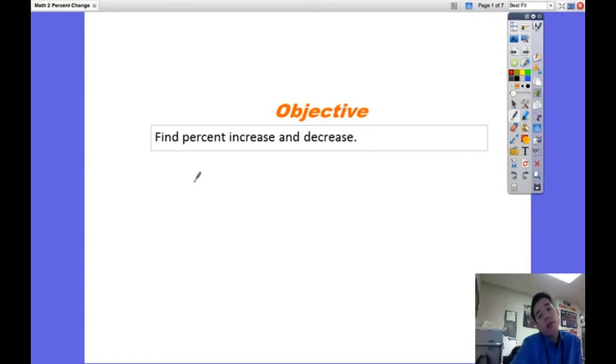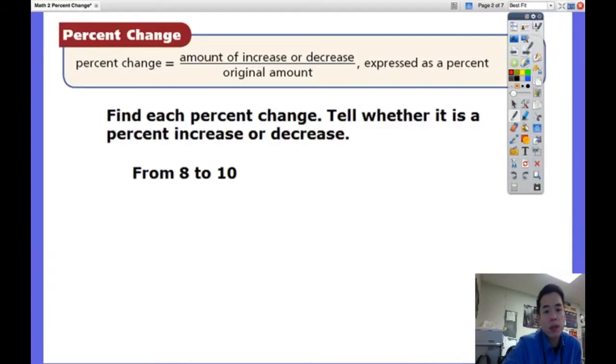Okay, guys, so today you're going to be whisking a video about finding percent increase and decrease. I want you to write this with the W heading. So we're watching finding percent increase and decrease. Let's jump right into it.